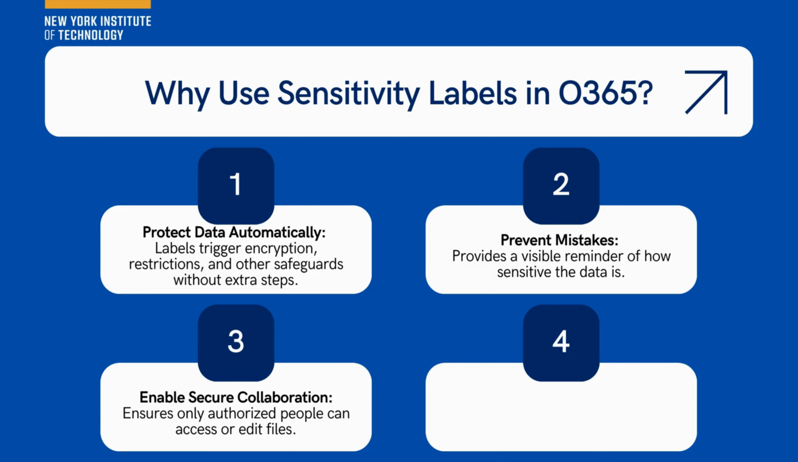Labels help ensure that when you share files or emails, only the right people can view or edit them. Integrate with Copilot: since Copilot respects these labels, applying them ensures AI-powered features operate securely and within compliance boundaries. Using sensitivity labels is an easy way to balance productivity with responsibility, giving you peace of mind that your documents and communications are handled correctly.